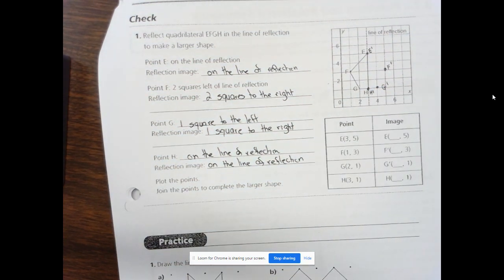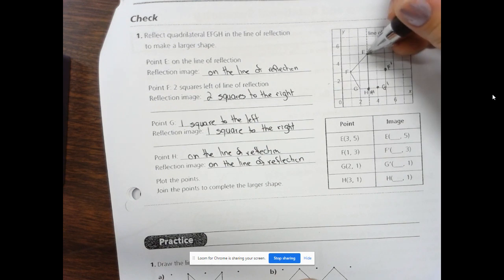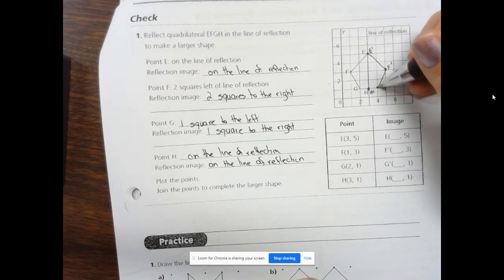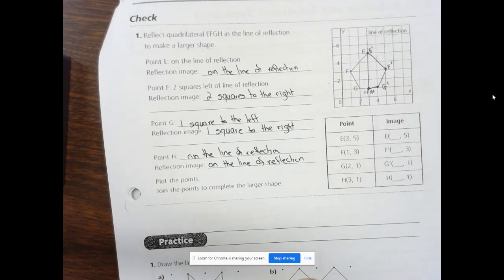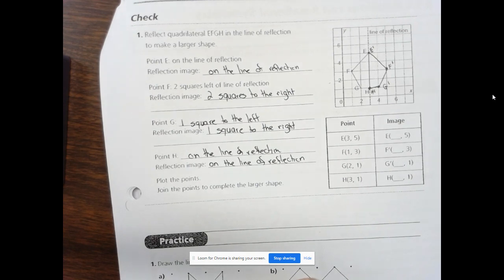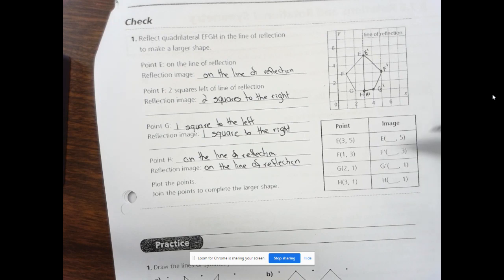So it says plot the points and join the points to complete the larger shape. So I can see that both sides of my shape are the same. It makes one full shape. And then it has a place here to actually put in the coordinates or ordered pairs.